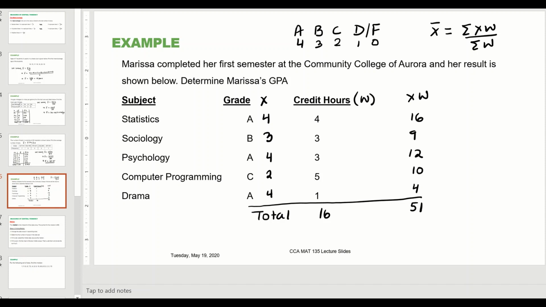So now we can use this formula and calculate the average, the weighted mean, which is also called GPA in this case. The sum of X times W is 51 divided by the sum of W, 16. If we divide that, it is equal to 3.1875. This is the current GPA. So your grade point average is the weighted mean. Whenever you want to calculate the grade point average, this is the weighted mean.